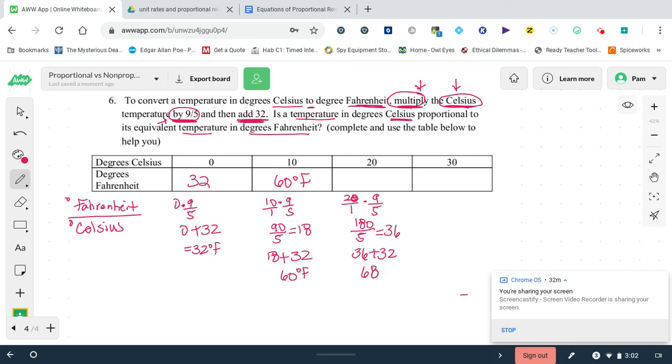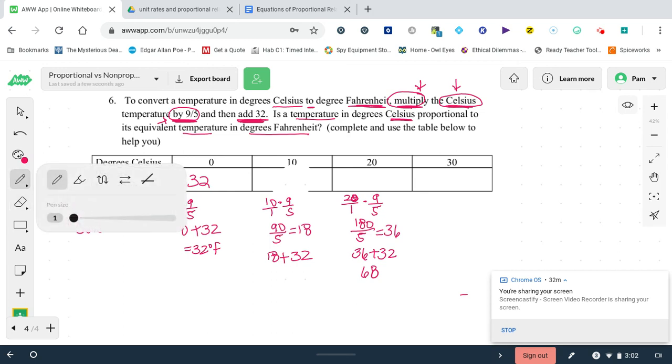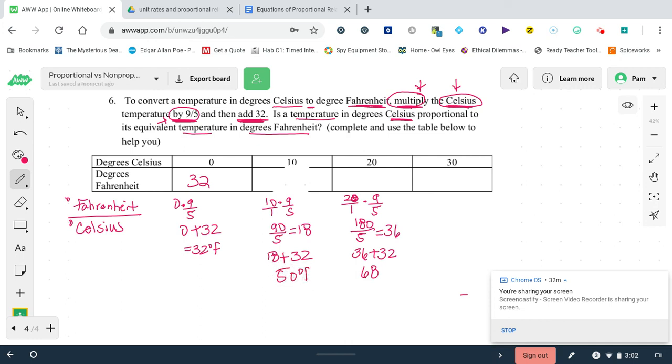Oh, let me go back. I messed up because 18 plus 32 is not 60. So let me go back and take that off. All right, so what is our 18 plus 32? Let's see, 18 plus 32 is 50 degrees Fahrenheit. Sorry. I have no idea why it's erasing my lines. So if it's 10 degrees Celsius, it's actually 50 degrees Fahrenheit. If it's 20 degrees Celsius, it's actually 68 degrees Fahrenheit.